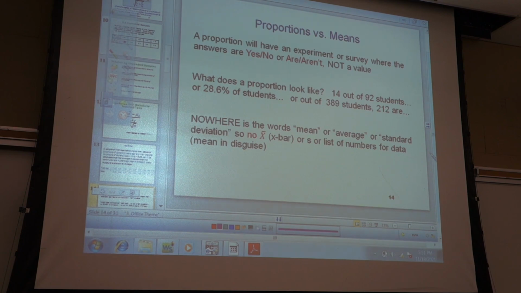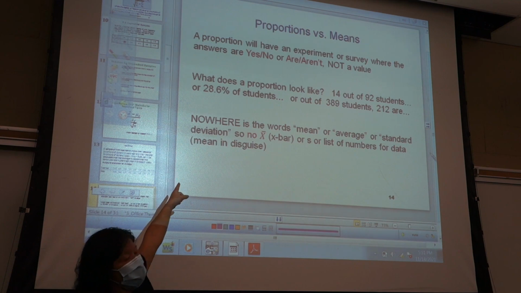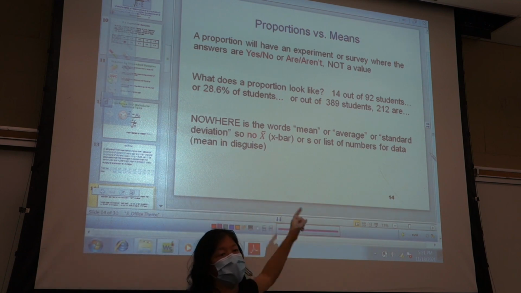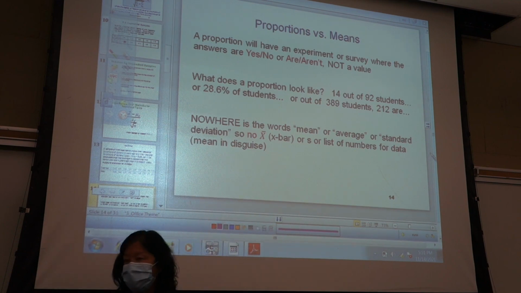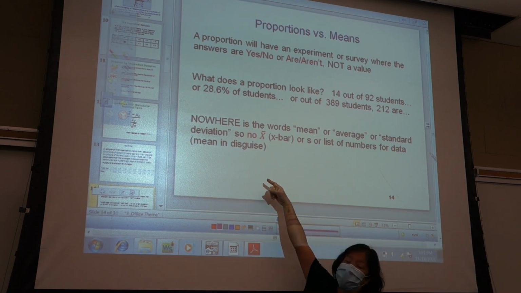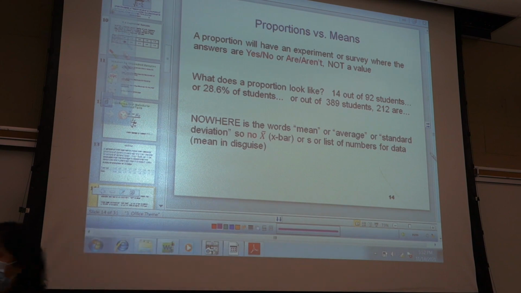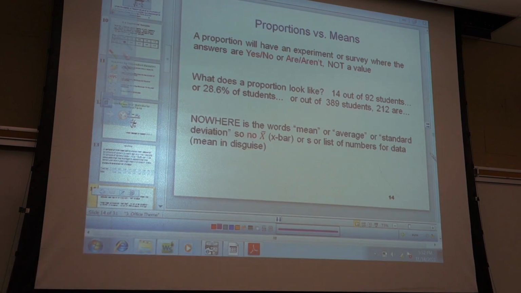How do you know you have a percentage? A percent sign after it. Nowhere are the words mean, average, or standard deviation. So your means will always have the words mean or average. It'll always have the words standard deviation, or it'll have x bar and s, right? Because x bar and s are the symbols for sample mean and standard deviation. Or it might be a list of numbers, which would be a mean in disguise, right? Because if I give you the data and your data's numbers, that's a mean.